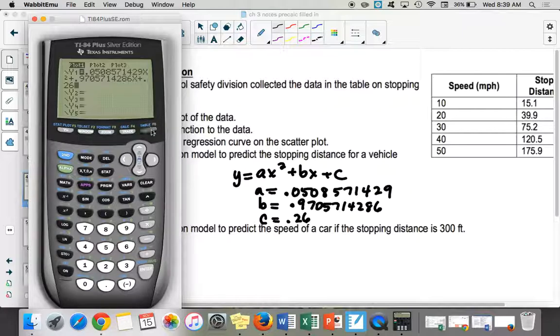All right, and when we graph, it should kind of go right through there. Pretty close, right? It worked out pretty well. Very exciting.